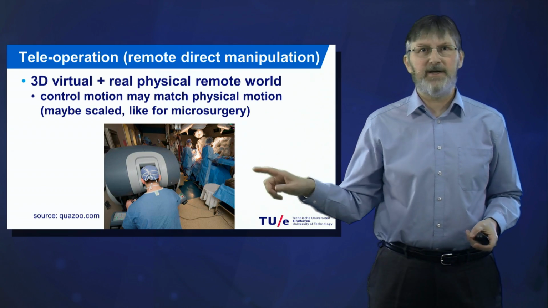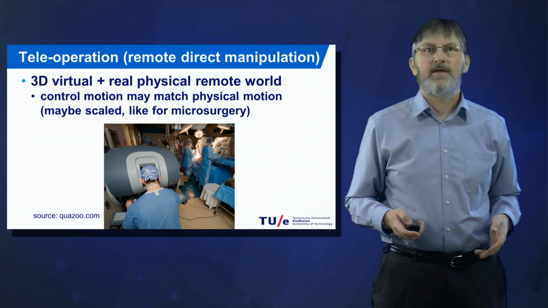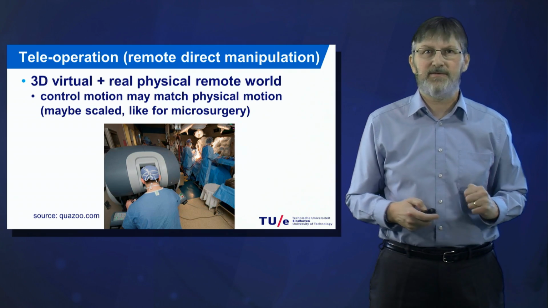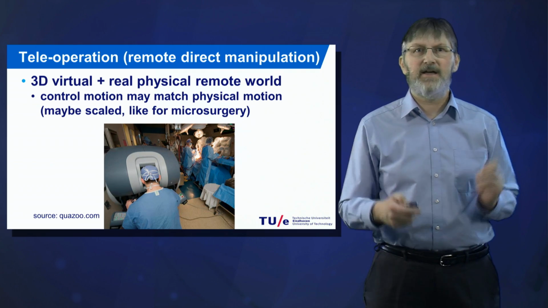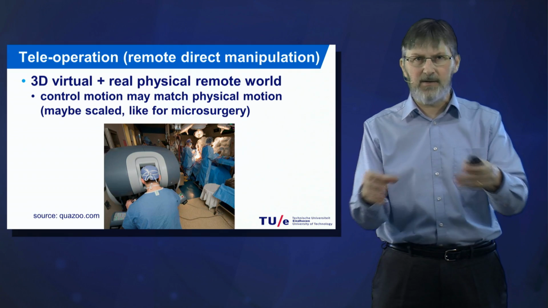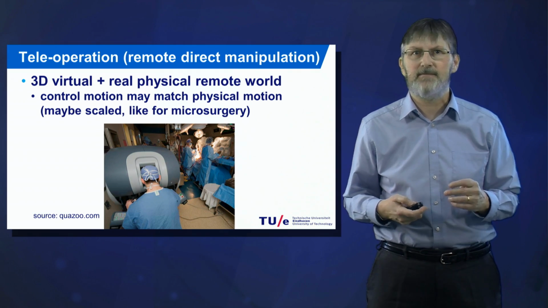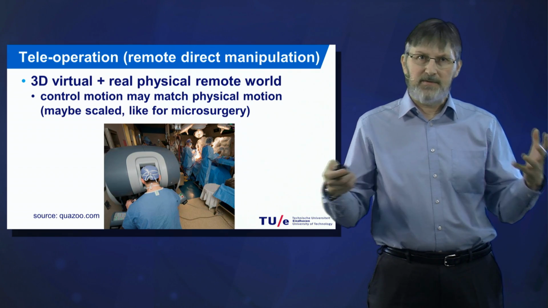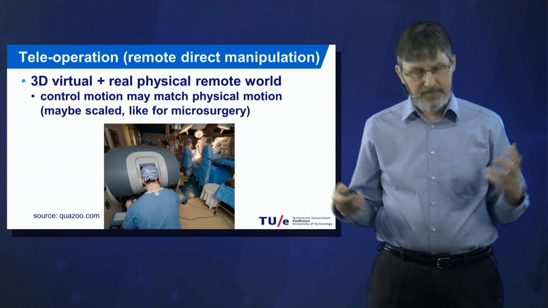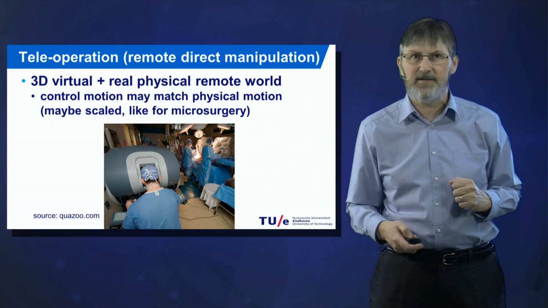The actual operation is done on the operating table, where people are watching that everything is done correctly. And the movements of the surgeon may actually be scaled down to the movements of the tools operating on the patient. So in this case, the type of movements are the same, but they're just scaled.